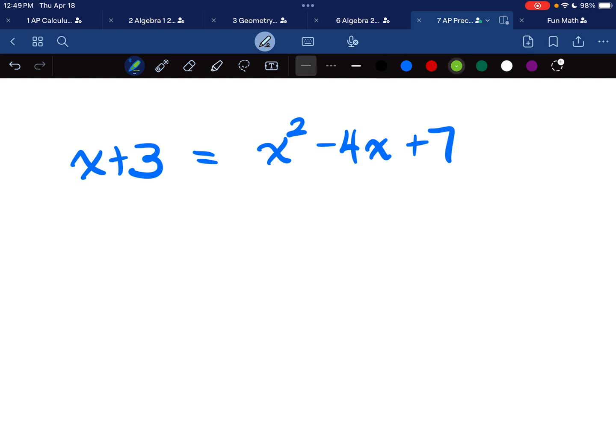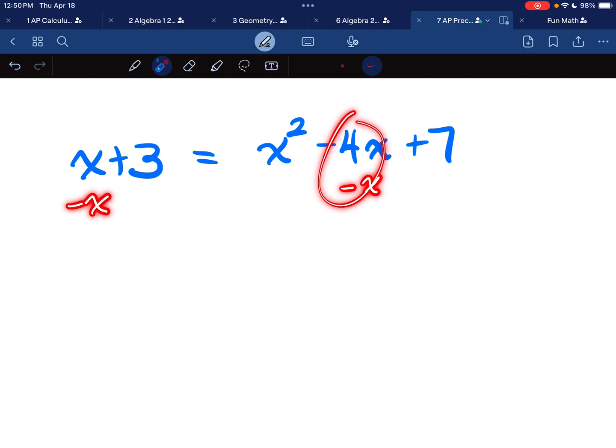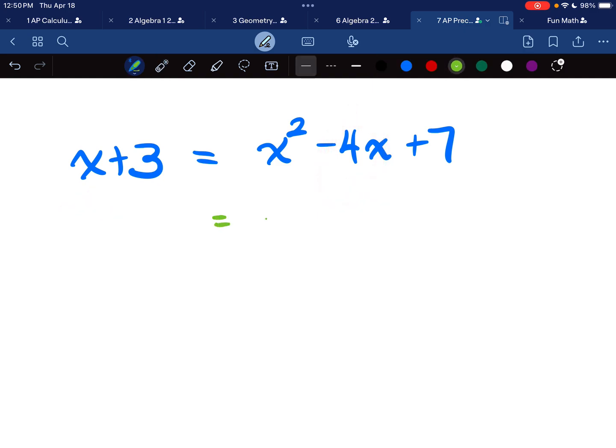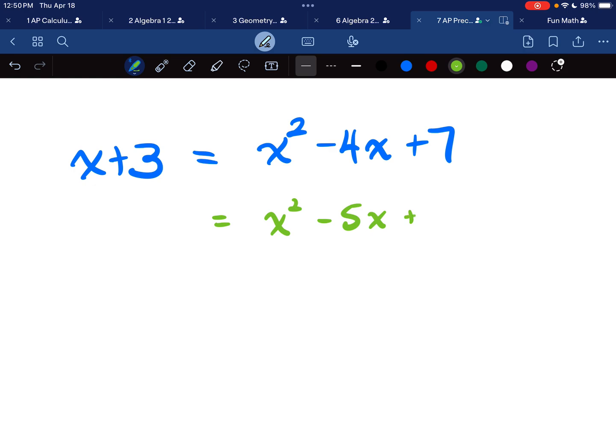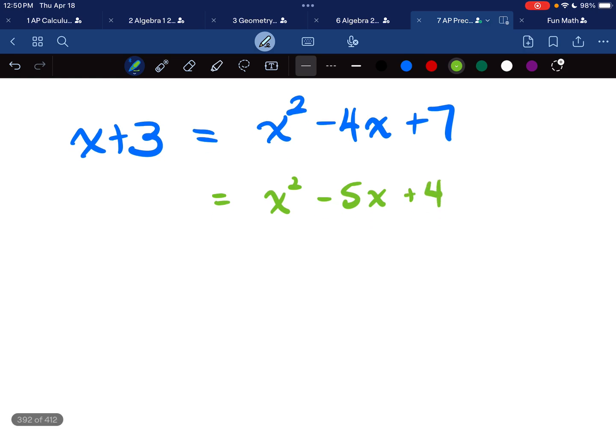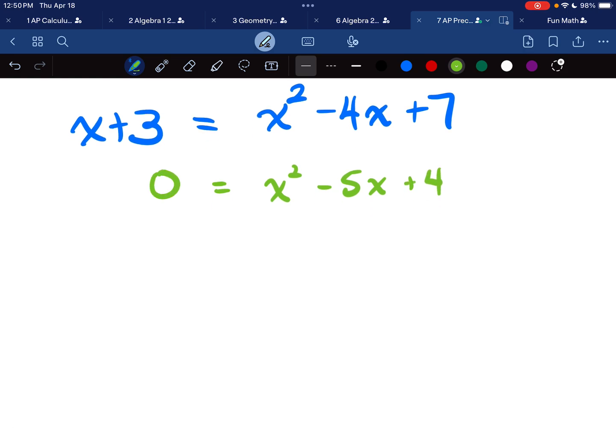The first thing that we want to do is get all of the numbers on one side, so one of these sides can be 0. Let's choose the x squared side. So if I subtract x, I'm going to get a negative 5x over here. That's going to be x squared minus 5x. And then I'm also going to subtract 3. Subtract 3, that's going to be a 4, so plus 4. All right. Left side we have 0.